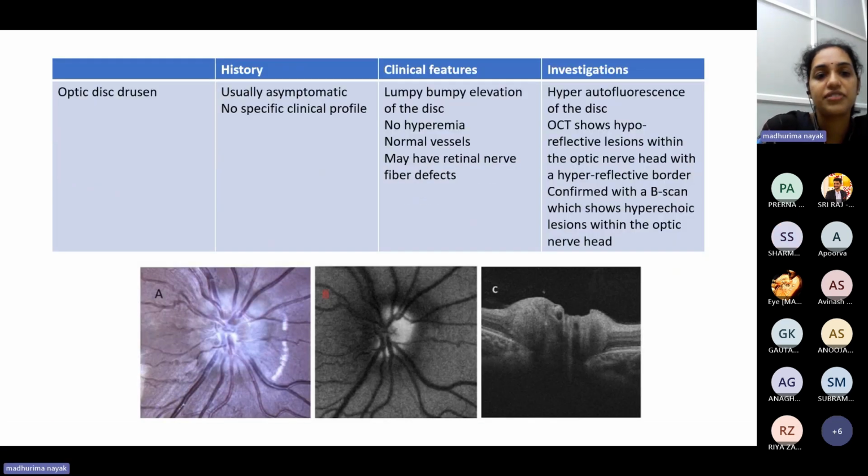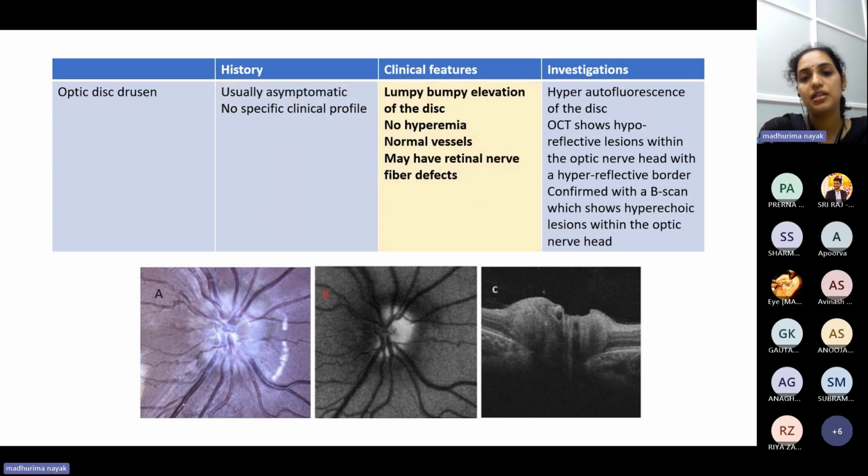The next of the differential diagnosis is drusen. If you see the picture here, the disc certainly looks elevated. Again, they are usually asymptomatic. They can have sometimes transient obscuration of vision. On examination, you'll see a lumpy, bumpy elevation of the disc. There is no hyperemia. The vessels are normal, and spontaneous venous pulsations are usually present. They may also have retinal nerve fiber defects and field defects.